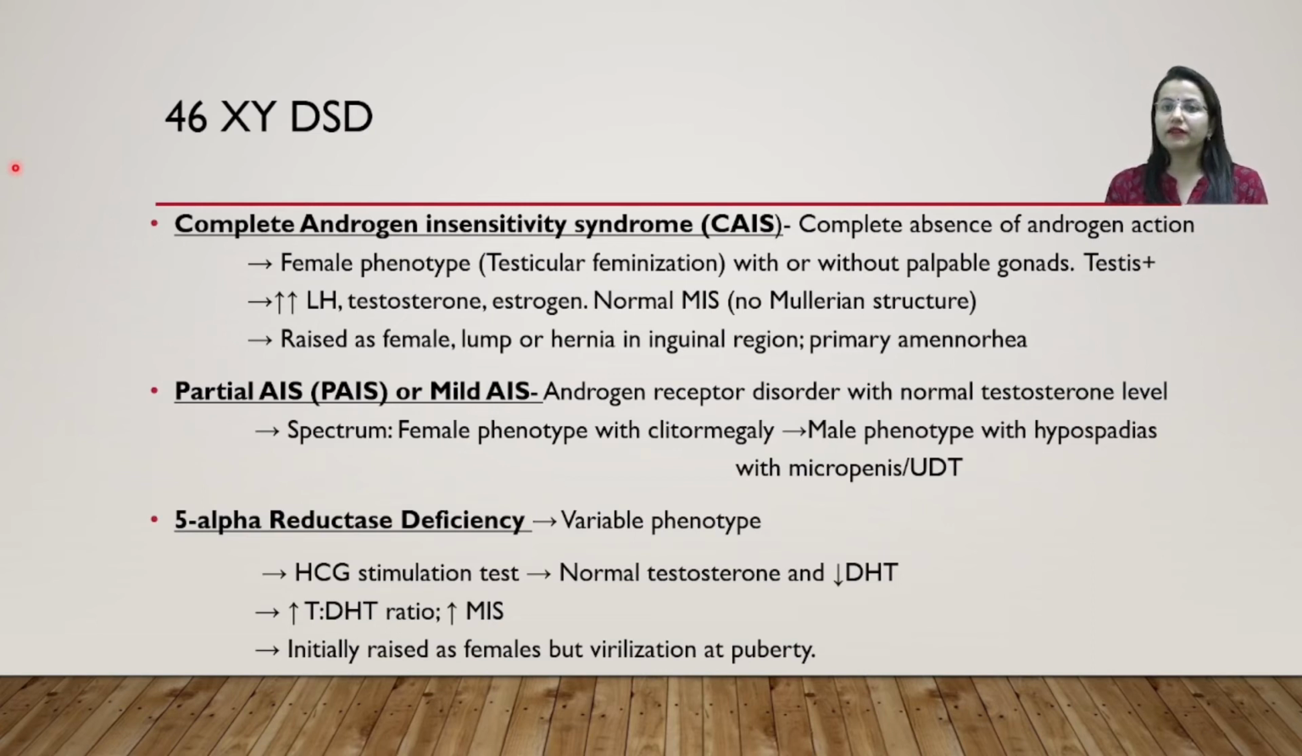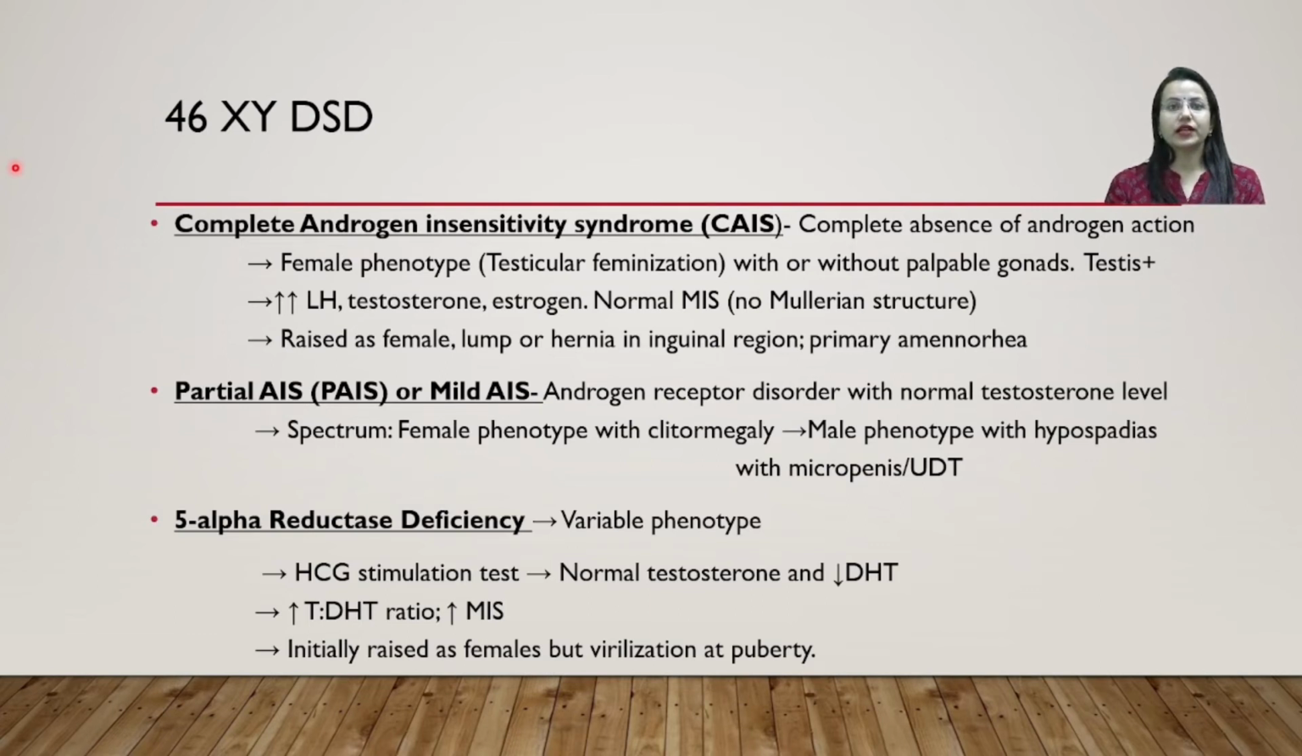However, they have no Mullerian structures, so they are usually raised as female child, who may have inguinal hernia or a palpable lump in the inguinal region, and at times they are brought to the clinics with a complaint of primary amenorrhea.